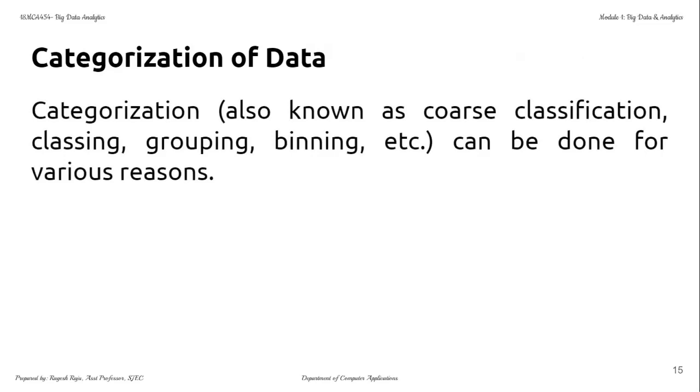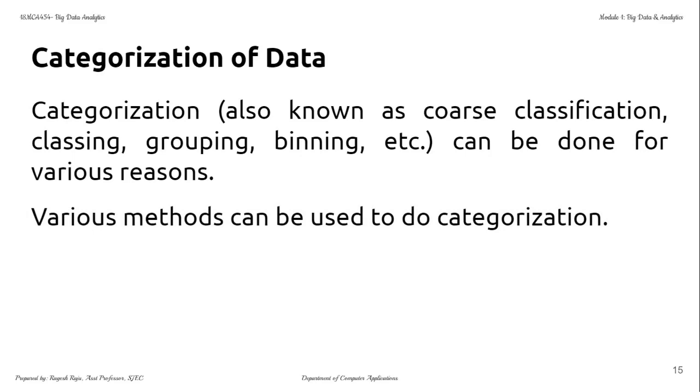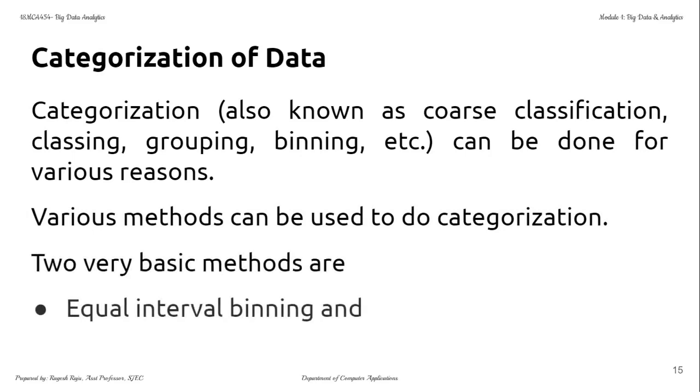After standardization, next we have categorization of data. This categorization can be done for various reasons. There are multiple categorizations like coarse classification, classing, grouping, binning, etc. And various methods also can be used for categorization. Out of that, the two very basic methods are equal interval binning and equal frequency binning. These are the very basic methods which are used for categorization.